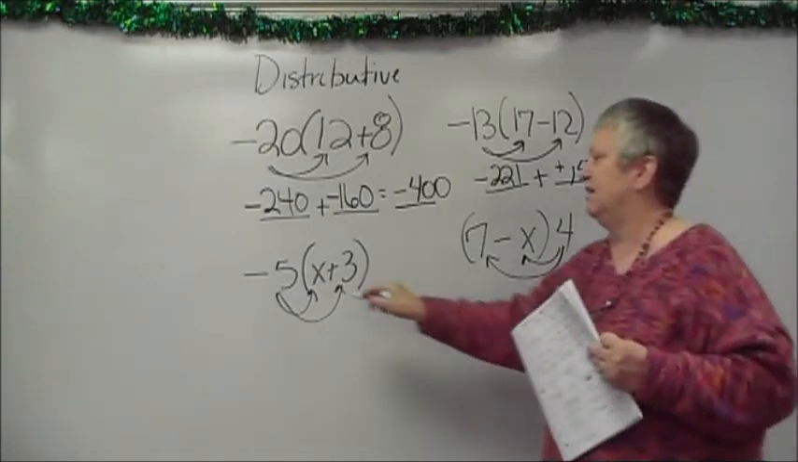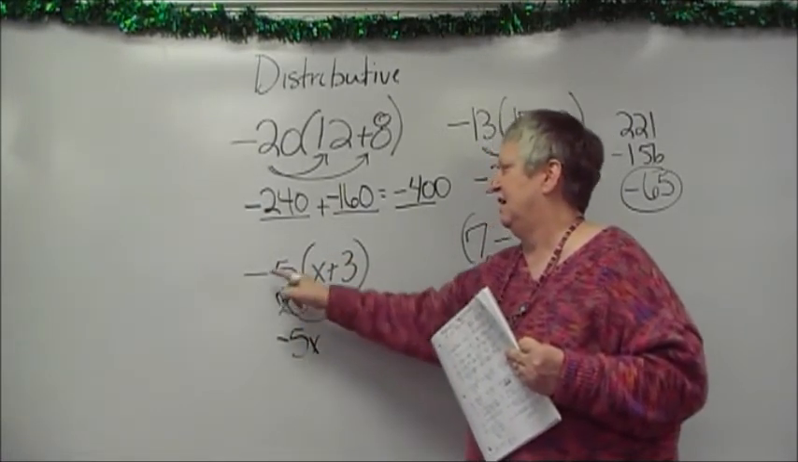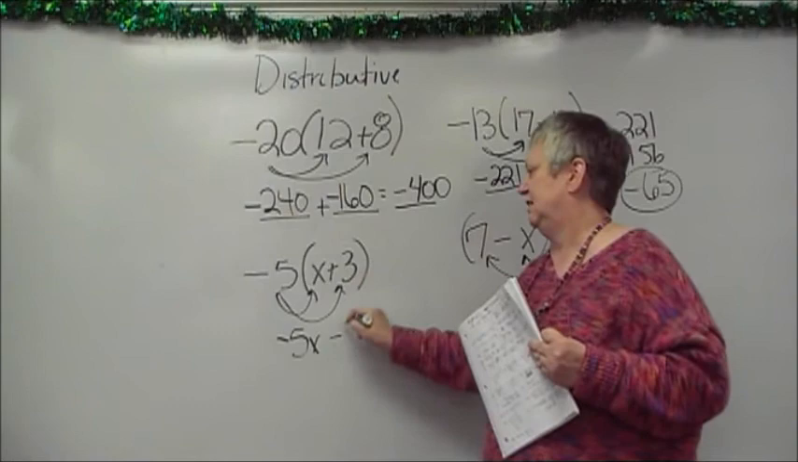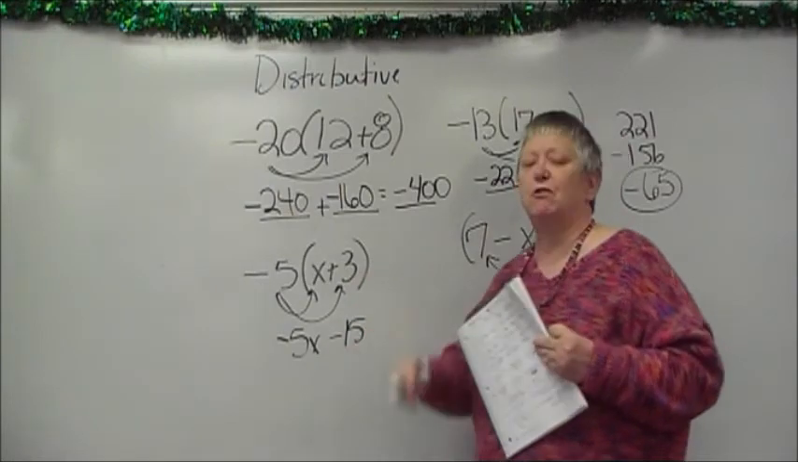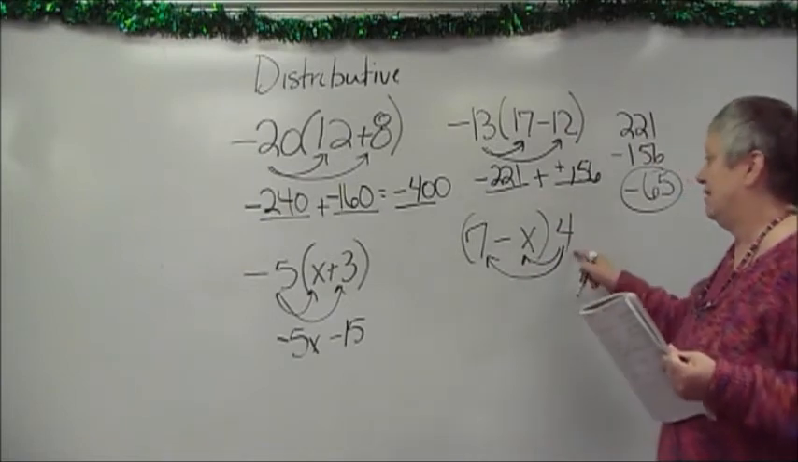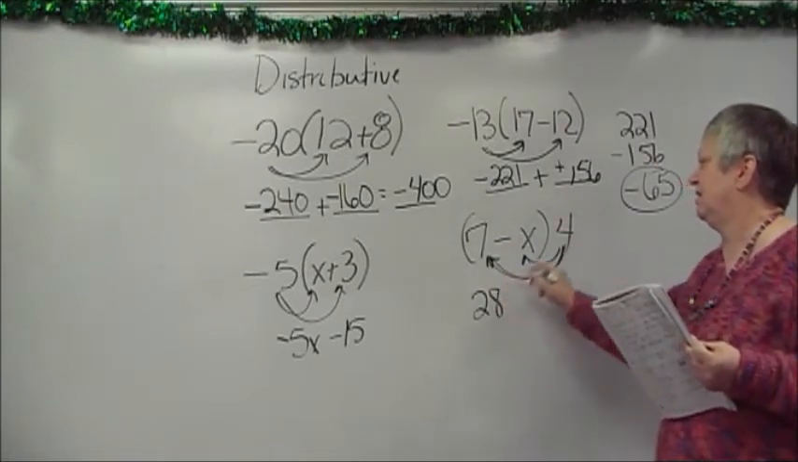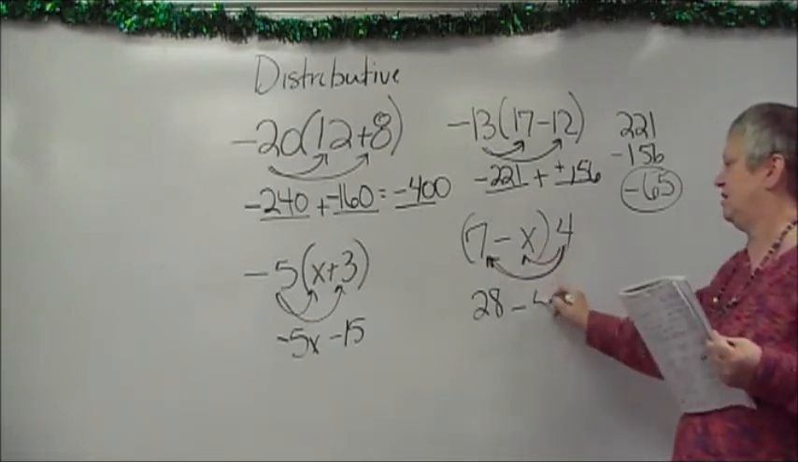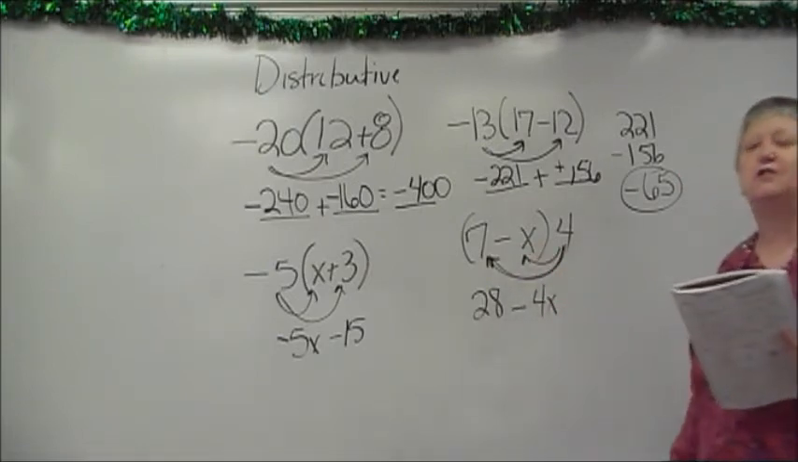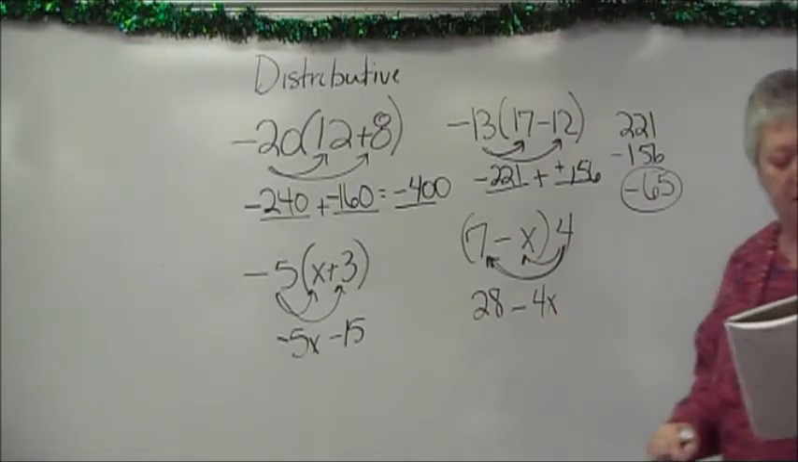This one should be easy. Negative 5 times x, negative 5x. Negative 5 times 3, negative 15. We don't know what x is, so the answer is there. You stop at that time. 4 is on this side. 4 times 7 is 28, minus 4 times x is 4x. So you can have it with just numbers. You can have it with a variable.